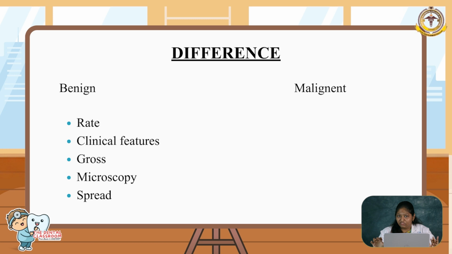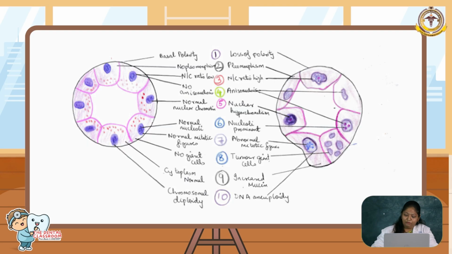Next is the microscopic feature. For benign and malignant, one major term used is anaplasia, which is present in malignant and not present in benign. This term anaplasia has 10 major points for you to remember. Benign has no anaplastic features, fine. Malignant has anaplastic features. What these anaplastic features are, a single diagram will tell you.